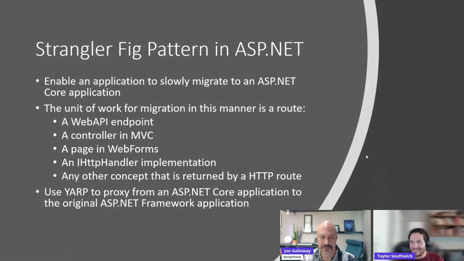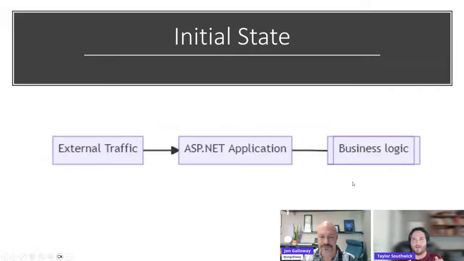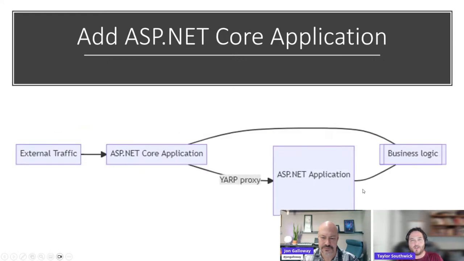So this is still somewhat abstract, so here's how we diagram it out. You start off with just your legacy ASP.NET Framework application: you have your external traffic going to your ASP.NET application, and then you have your business logic. The recommendation is to add this Core application in front of your ASP.NET application, and have ASP.NET Core use YARP to proxy back any requests that it can't handle to ASP.NET. Initially, it's just going to be proxying everything back.